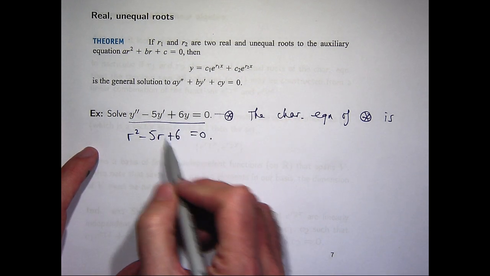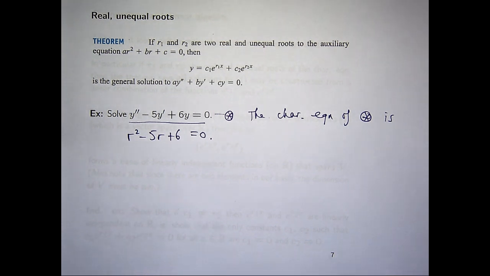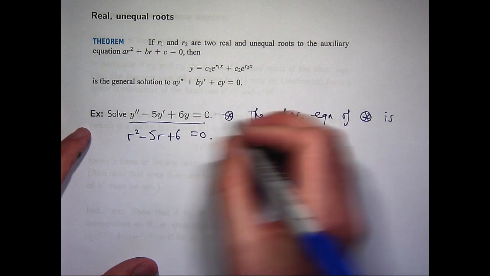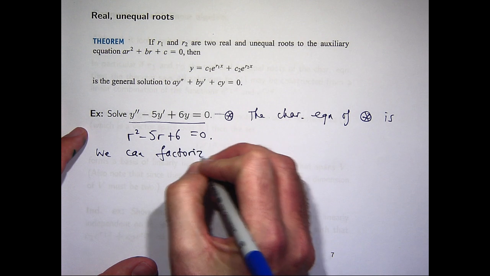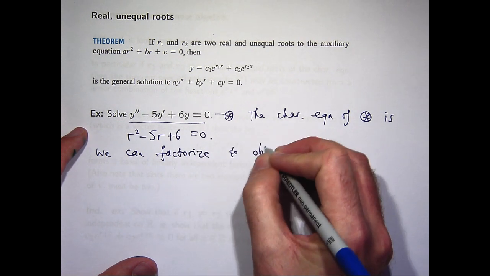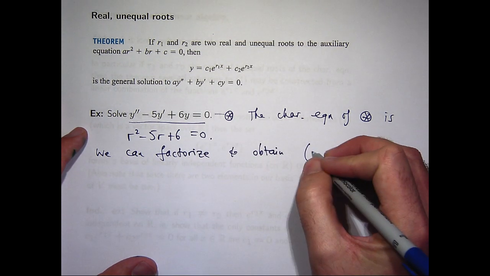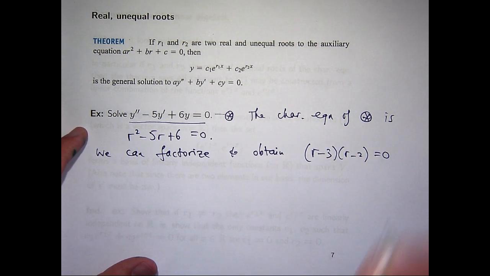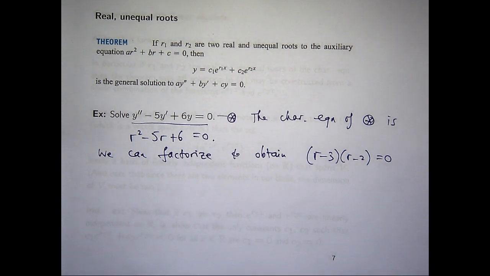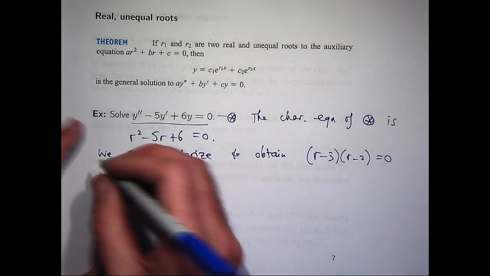Okay, two numbers that multiply to give positive 6 and add to give minus 5. Something like minus 3 and minus 2. Okay, so from over here, I know that the roots of my characteristic equation must be positive 3 and positive 2.